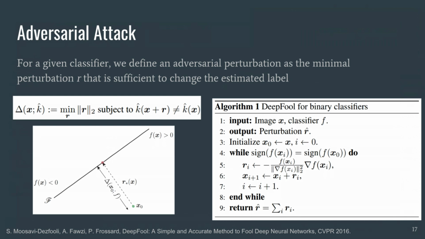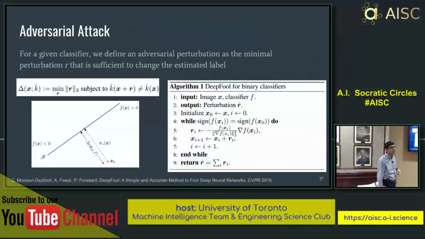So you want that delta to be the minimum, right? Yes, exactly. And then what was R again? R is noise, like the perturbation that you generate. And when you say subject to K of X plus R, K is the classification label. Right, you want it to be not equal to K.